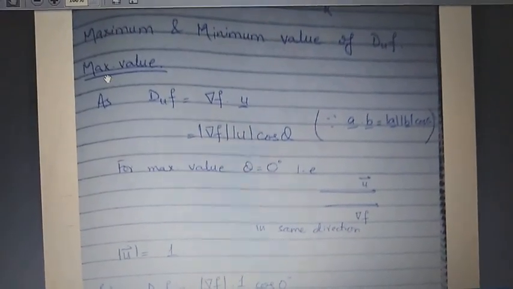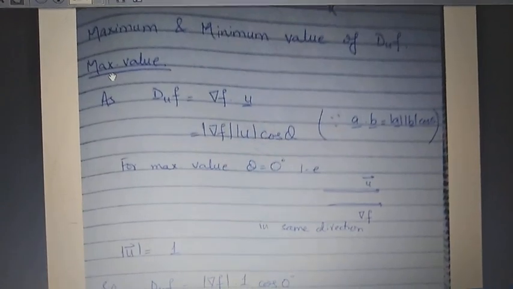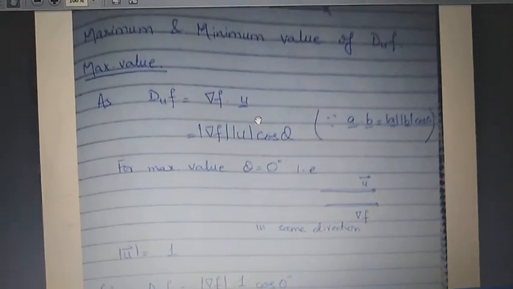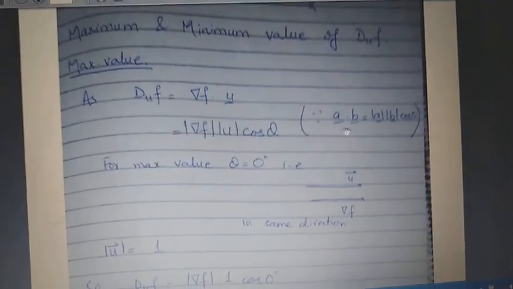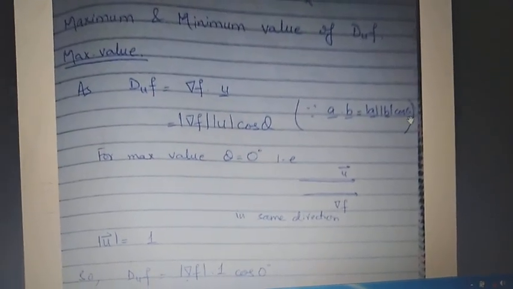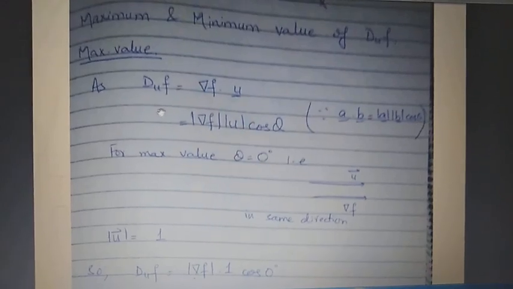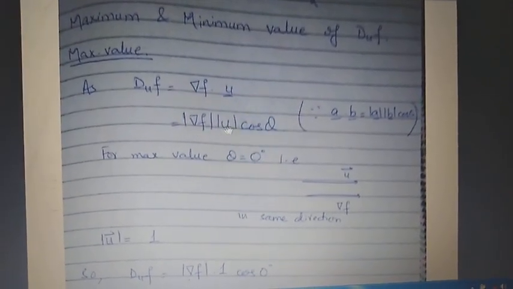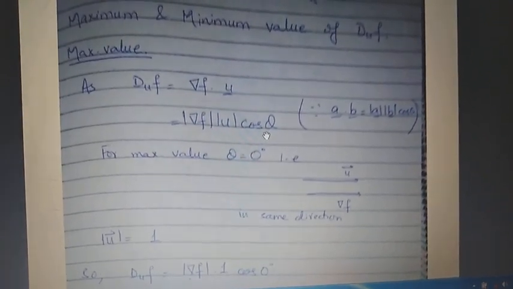Now to find the maximum value, at which point can you have the maximum value for the directional derivative? This is the formula for the directional derivative. It's the dot product. So how do you open the dot product of two vectors? Magnitude of the first vector, magnitude of the second vector, times cos theta. My two vectors are the gradient of f and the unit vector. Magnitude of gradient of f, magnitude of unit vector, times cos theta.